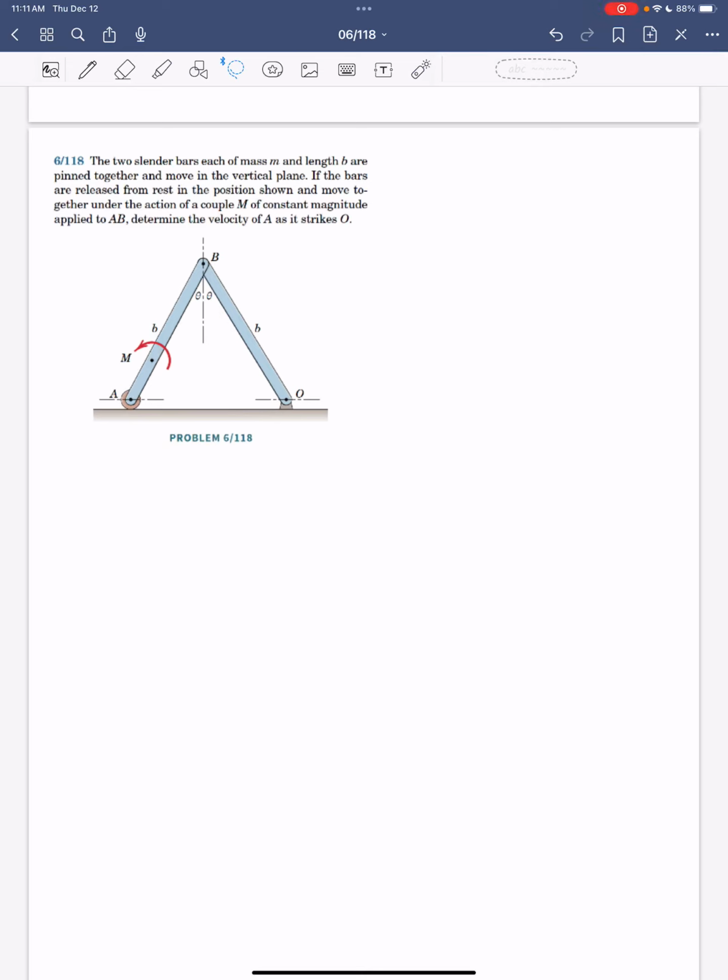Okay, so now we're looking at this problem. The two slender bars, each of mass m and length b, are pinned together and move in the vertical plane. If the bars are released from rest in the position shown and move together under the action of a couple M of constant magnitude applied to AB, determine the velocity of A as it strikes O.